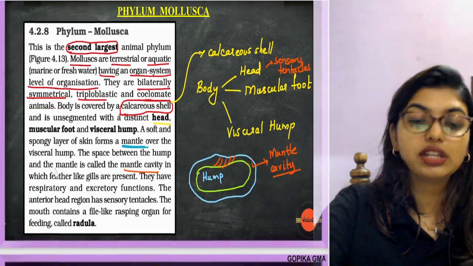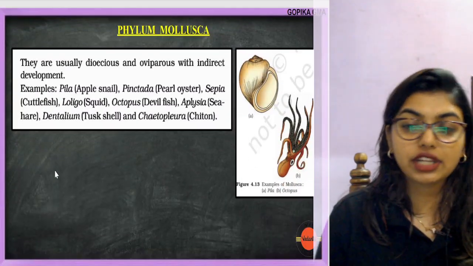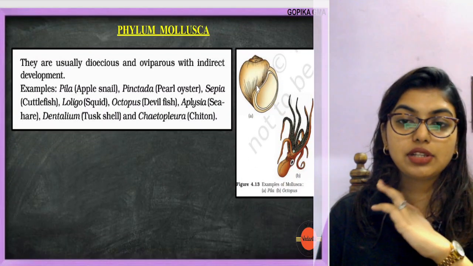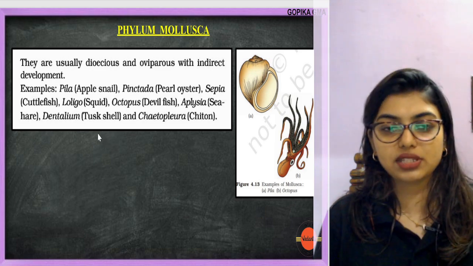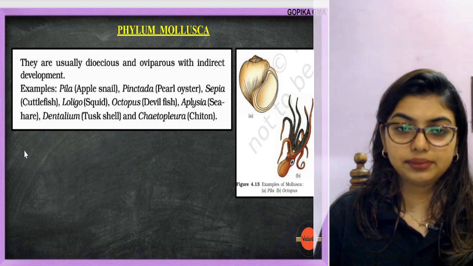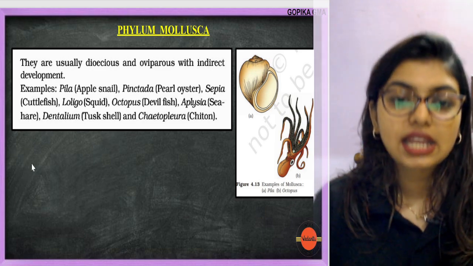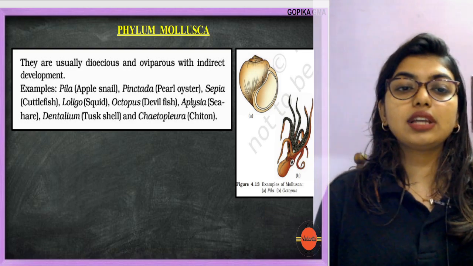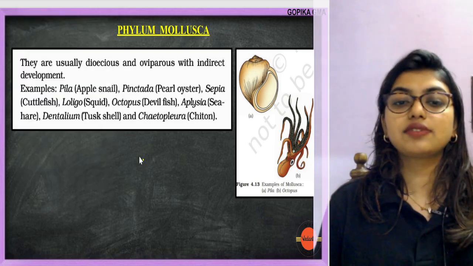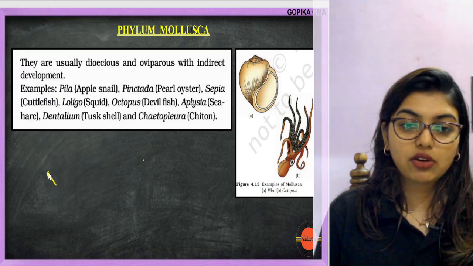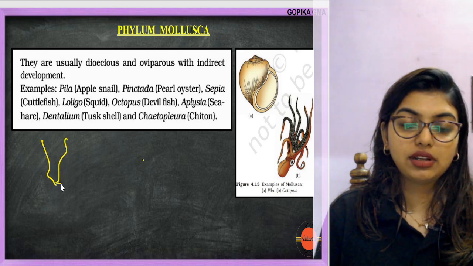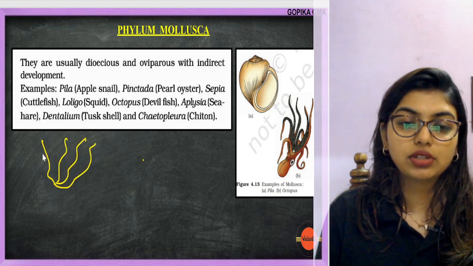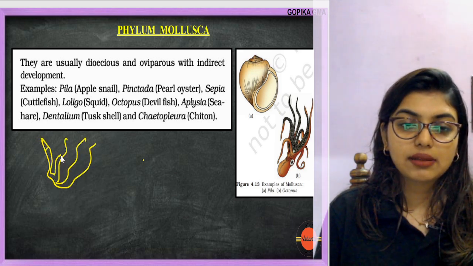The mouth contains a file-like rasping organ for feeding called the radula. This is very important. For example, students, you can remember Pila and octopus. Remember that the radula is very, very important. It is a rasping organ present at the tip of the mouth.